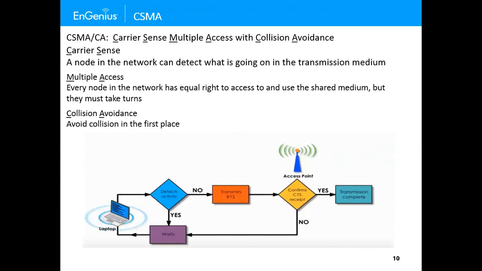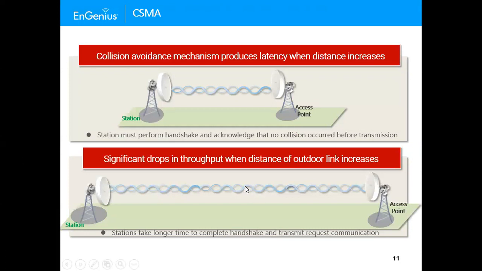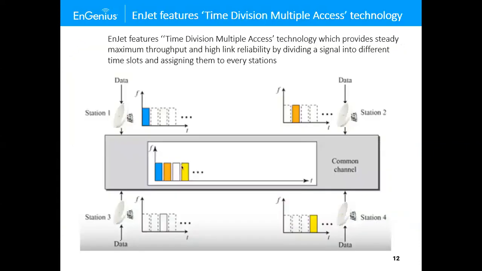You can see the diagram, just to give you an idea how CSMA works. The collision avoidance mechanism produces latency when distance increases, and you will see a significant drop in throughput when the distance of the link increases. That's a dilemma for CSMA.